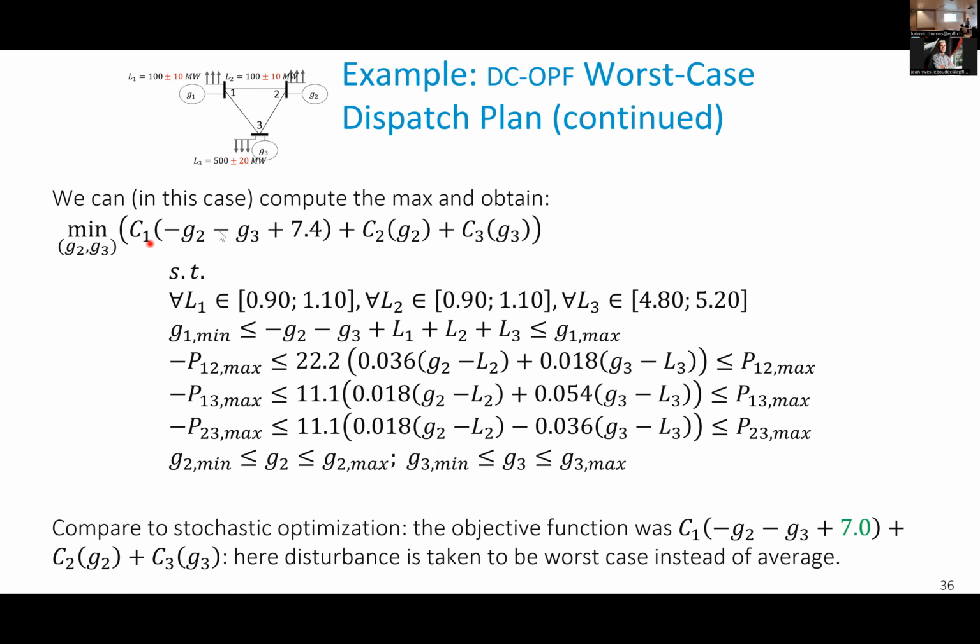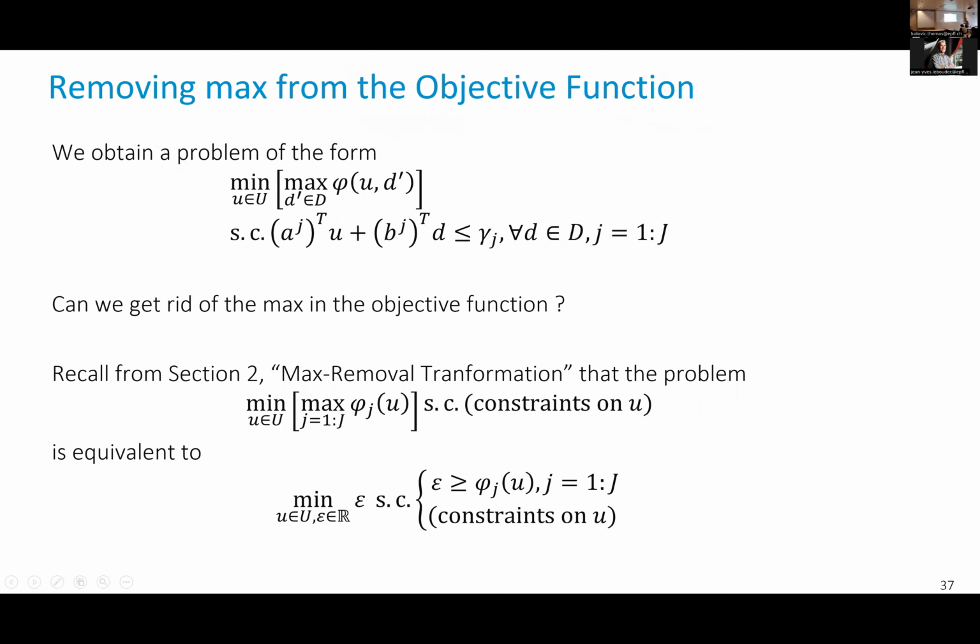If the function C1 is linear, that will not change anything because we can remove the constant from the minimum objective. The set point that is optimal will be the same for both here. If it is not linear, there will be a difference. So in this case, that's very simple. In general, of course, we cannot expect to be in such a simple case.